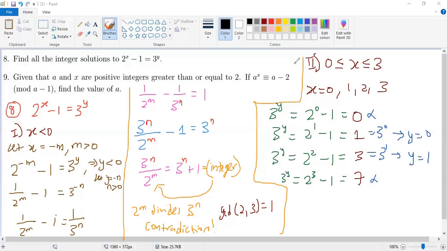From which we deduce the solutions for this question, the integer solutions, which are (x, y) equals, x is 1, y is 0, or x is 2 and y is 1. So it's only two solutions here.